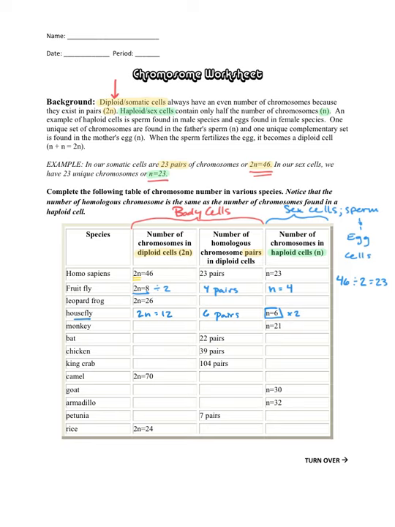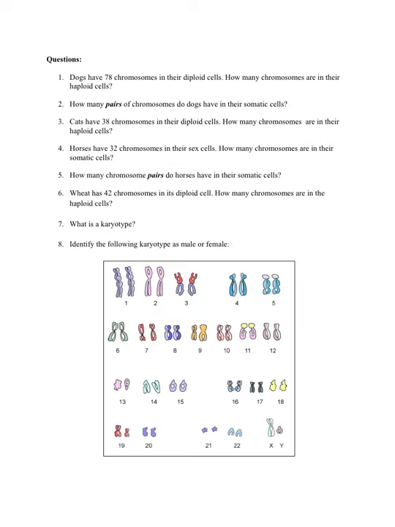Let's look at the camel. We can go a little bit further down. Camels have 70 chromosomes in their diploid cells. To find haploid, we're going to do 70 divided by 2. That's going to give us 35 chromosomes in a haploid cell. That also means that we have 35 pairs of chromosomes in a diploid cell. If you have further questions, let me know, but that's how you do the math to fill out this chart. Next, we'll go over how to do some of the word problems.